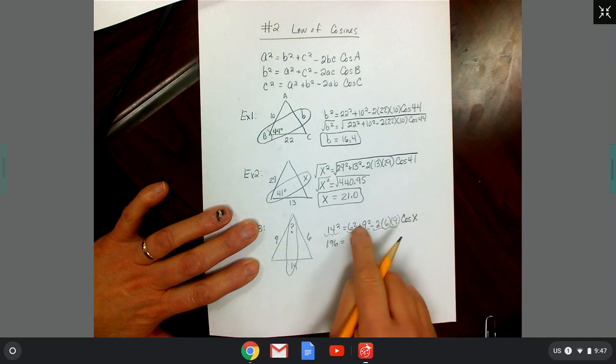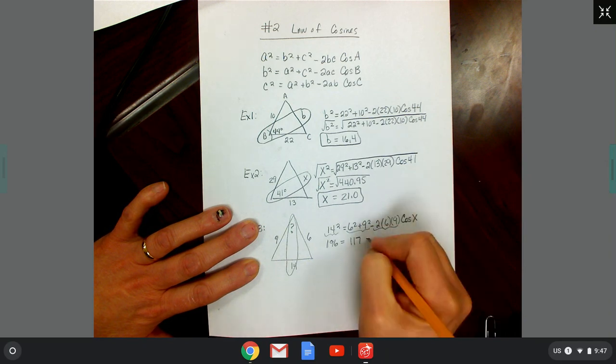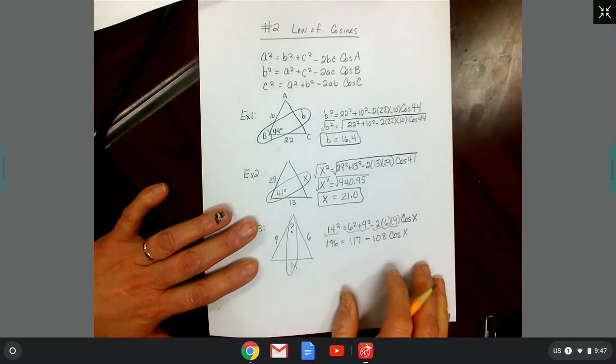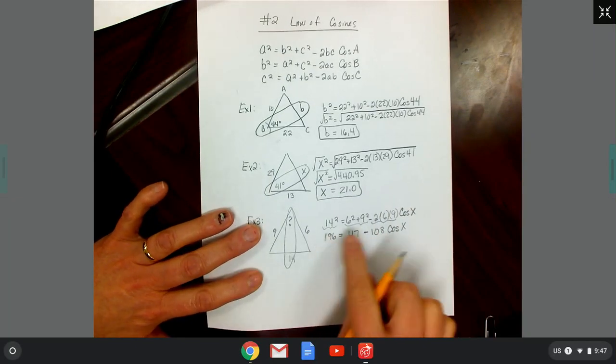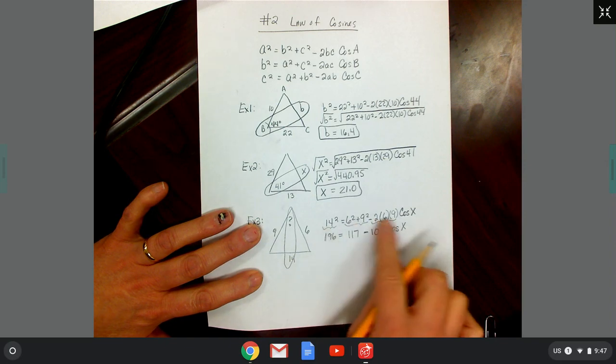Okay, so everybody can type that in Desmos. Negative 2 times 6 times 9. Everybody can type that in Desmos. So I won't go through that. So those are the 3 calculations that I need to do.